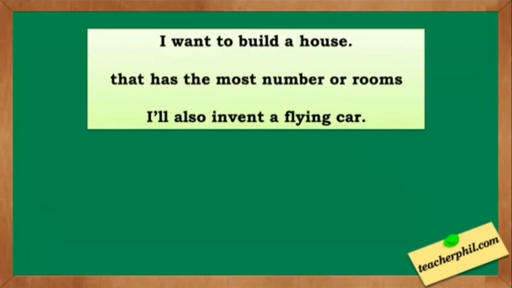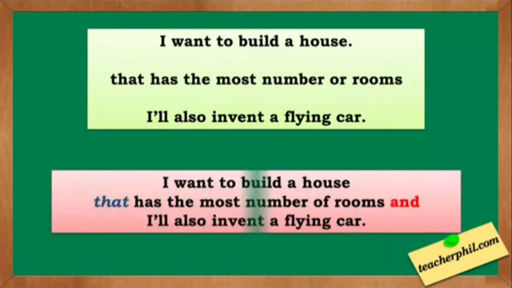The second one, I want to build a house that has the most number of rooms. I'll also invent a flying car. The answer is I want to build a house that has the most number of rooms and I'll also invent a flying car. I want to build a house, and I'll also invent a flying car are our independent clauses. That has the most number of rooms is our dependent clause.